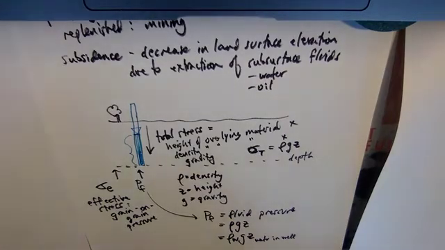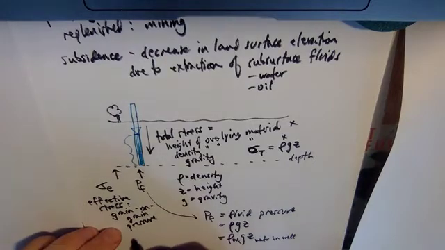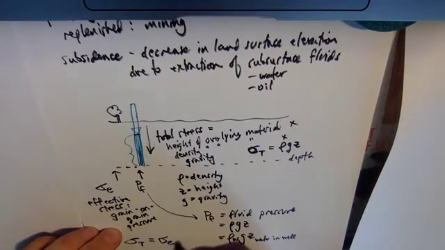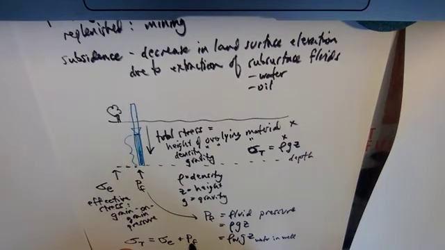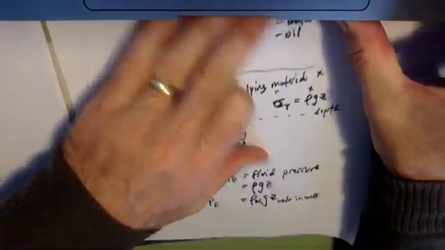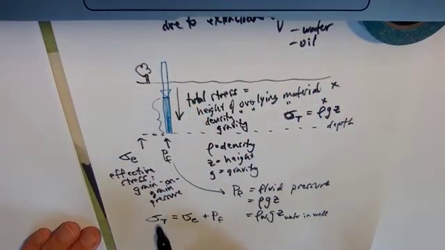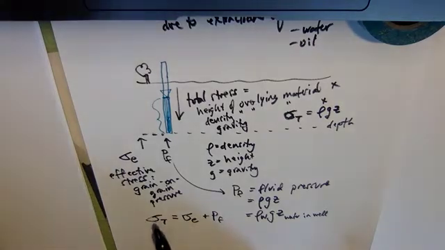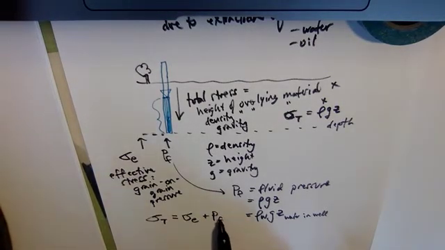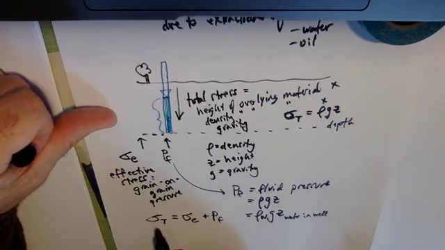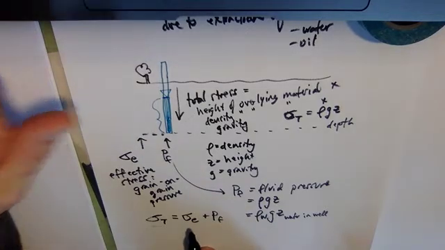So what do we know? Well, we know that the total stress, that's the downward force, has to be equal to the effective stress plus the fluid pressure. Since we can calculate total stress pretty easily, sigma T, and we can calculate fluid pressure pretty easily, it's not too hard to solve for effective stress, sigma E. If you have two of the three variables in an equation, you can solve for the third.